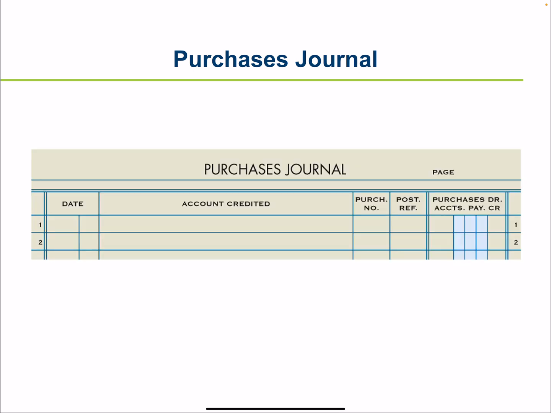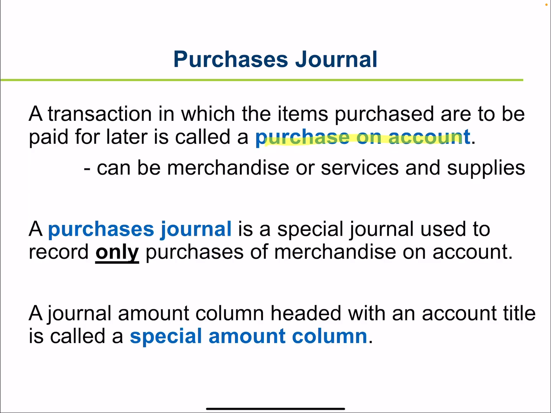It would look like this. This is what your purchase journal looks like, and you'll like this one because you'll notice there is one amount column. The amount column, though, has two account titles. If you look right here, it has two account titles: a purchases debit and an accounts payable credit, because every time you purchase on account, those two specific accounts are affected. So our rule that every journal entry affects at least two accounts still holds. They are affecting two accounts, it's just that it's in one column. A journal amount column headed with an account title, remember, is called a special amount column.